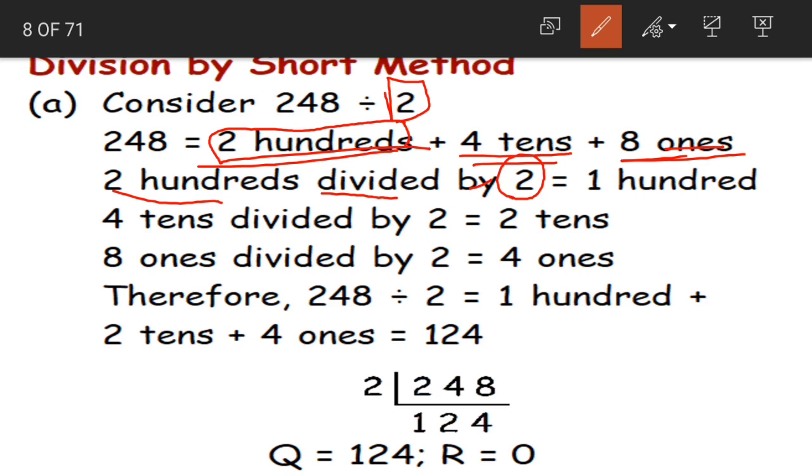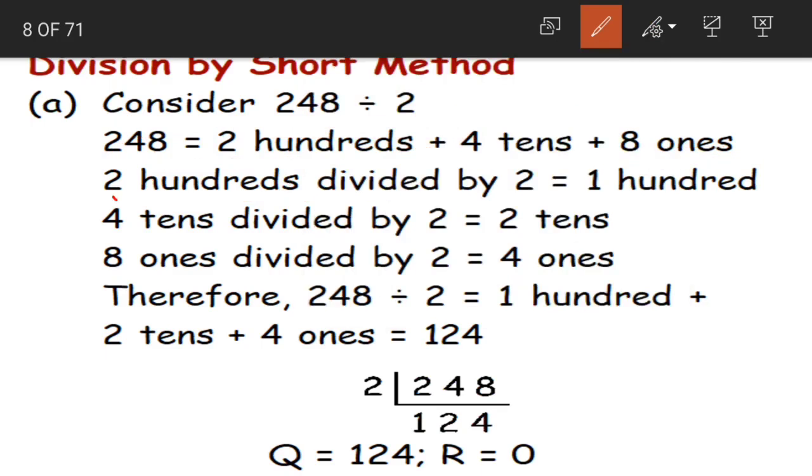Divided by 2. When we divide 200s by 2, what will be our answer? The hundreds are to be written as it is. 2 divided by 2 becomes what, children? 2 divided by 2, 1. When a number is divided by itself, the answer will be 1.